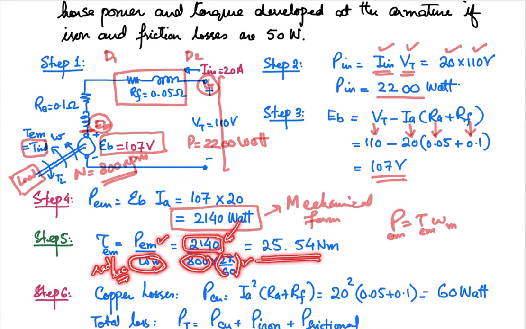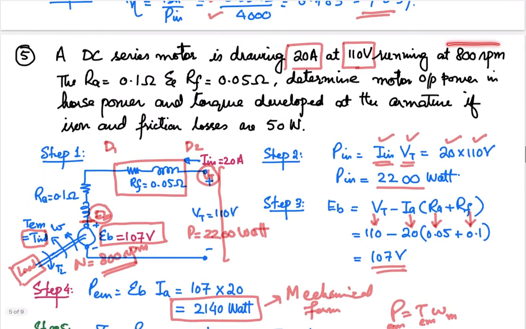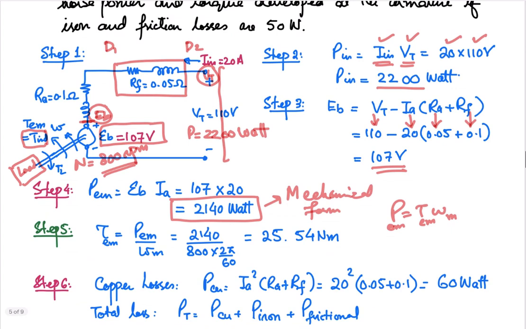So the load torque will be 25.54 Newton meter, and it is given to us that the machine is running at 800 rpm at this particular condition. That's why we are going to consider this speed: 800 rpm into 2 pi by 60. So the machine is delivering this much torque, that is 25.54 Newton meter, available at the shaft.